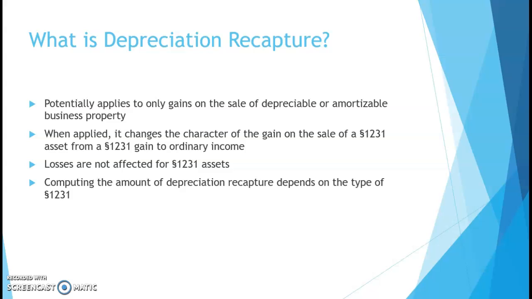So what is depreciation recapture? It potentially applies only to gains on the sale of depreciable or amortizable business property. When it is applied, it changes the character of the gain on the sale of a 1231 asset from a Section 1231 gain to ordinary income. Losses are not affected for any 1231 assets. Also, computing the amount of depreciation recapture depends on the type of the 1231 asset.